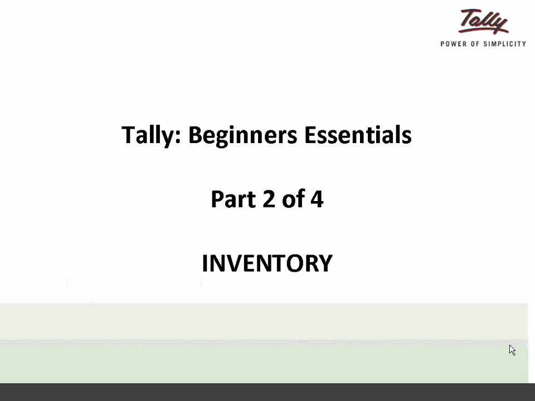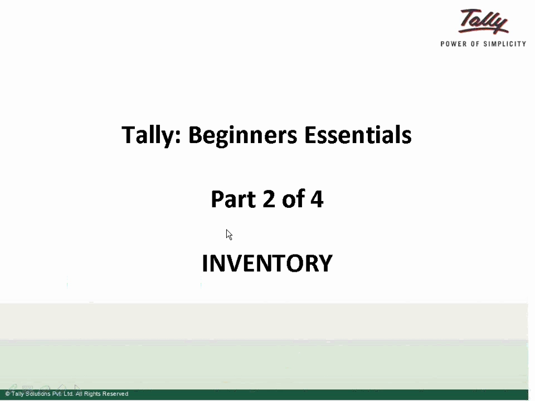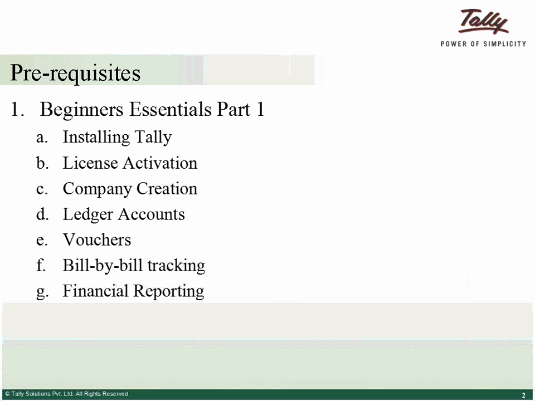In the first session, we covered all those aspects needed to get a business started and productive on Tally regarding installation of Tally, activation of license, creation of company, ledger accounts, usage of vouchers, bill by bill tracking, and finally regarding financial reporting. Trust that you completed the review exercise that were handed over at the end of part 1.